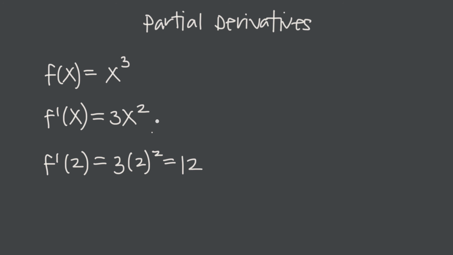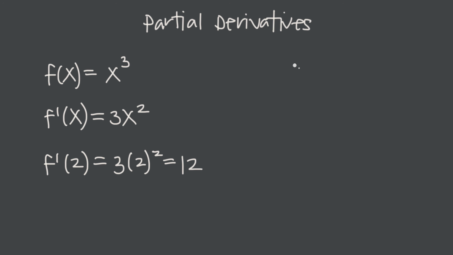And we care about the slope because we care about whether the function is increasing or decreasing, or if it's flat, and if it's increasing or decreasing, how fast it's going up and down. So the derivative is important to us. Partial derivatives are the way that we find the derivative of a multivariable function. This was a single variable function. We only had x on the right-hand side.